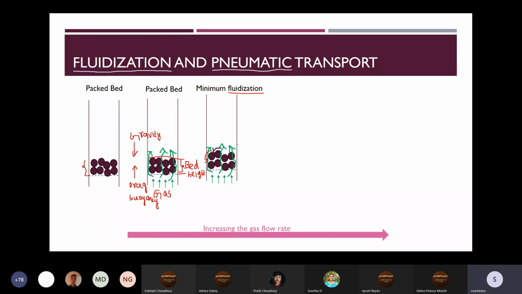Here, the fluidization is just about to start, and such a state is called minimum fluidization. To estimate the pressure drop at minimum fluidization, we have a famous equation called the Ergun equation. You will learn the derivation and all those details in fluid mechanics. Ergun equation to estimate the delta P.